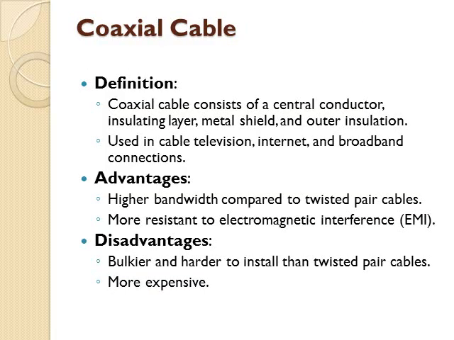Coaxial cables consist of a central conductor, insulating layer, metal shield and an outer insulation. They are used in cable television, internet and broadband connections. Advantages of coaxial cables are that they can have higher bandwidth compared to twisted pair cables and are more resistant to electromagnetic interference. Disadvantages are that they are bulkier and harder to install than twisted pair cables. They are more expensive.